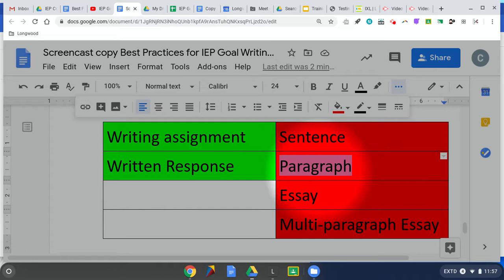So this would probably need to be evaluated using a rubric where you break down the subset of skills within the paragraph writing. So just something to think about. But when you're writing goals for writing assignments, you really want to keep it more flexible than more concrete.